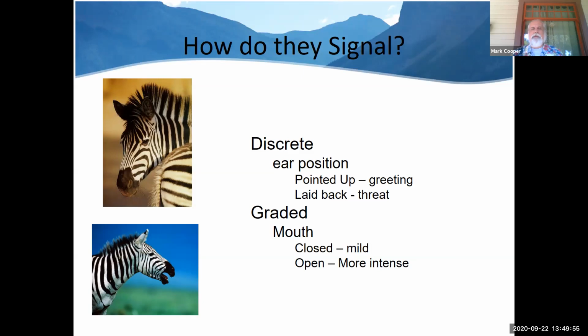Again, these animals don't read the book, so don't count on that, but that's typically what it means. And then we have graded signals, which means there are lots and lots of subtle levels. If the mouth is closed, it's a mild signal, but if the mouth is open, it's more intense. So if you've got the ears laid back and the mouth open, you do not want to walk up to that zebra. I just don't advise it. Zebras can be pretty nasty, even more so than horses. They're pretty aggressive if they want to be.